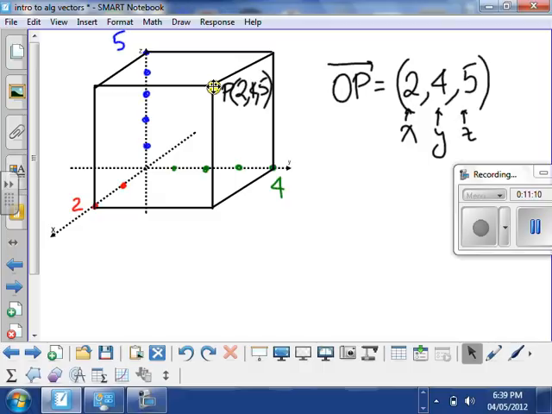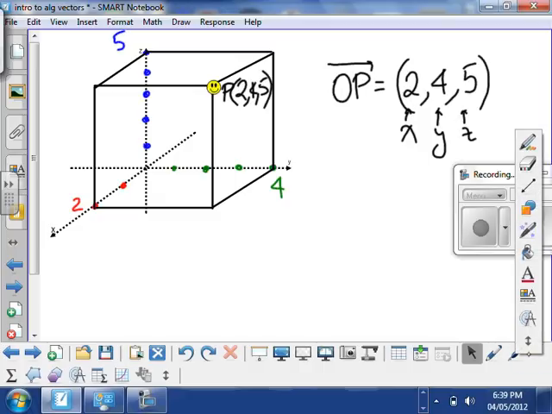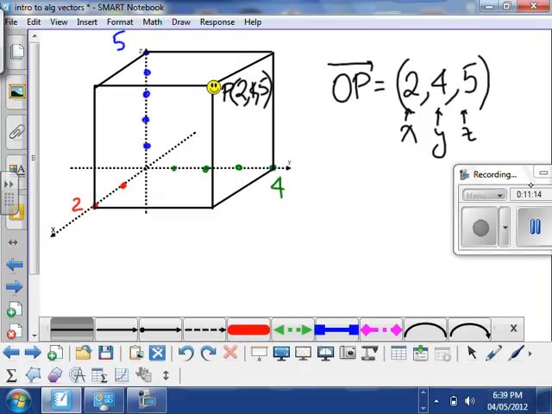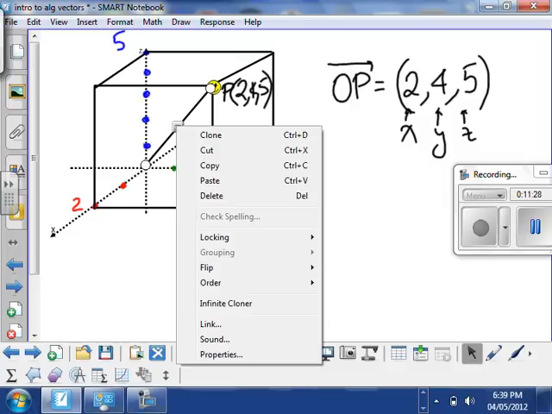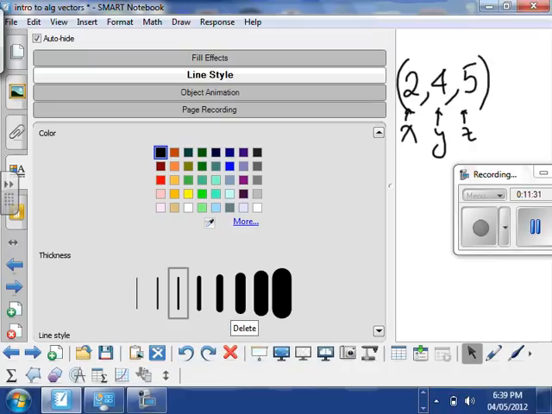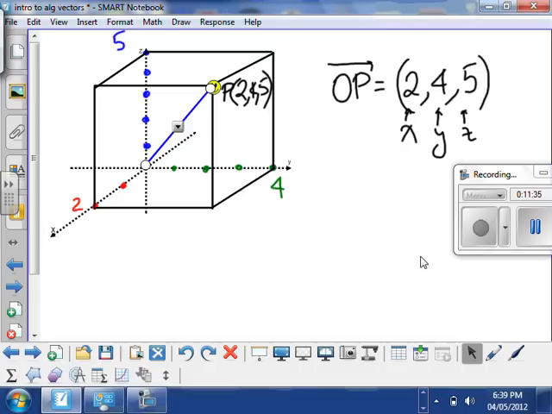And one more thing, I need to create the vector OP, the position vector. How do I create it? I'm going to join the origin to point P, and this is the position vector OP. Let's make it nice and colorful. What color do we want? We want it blue. Okay, so there you go. That is the position vector OP.